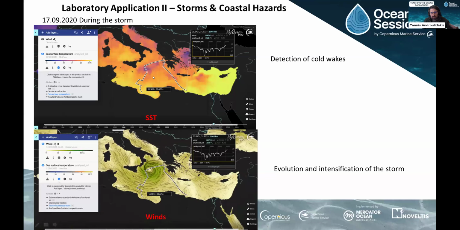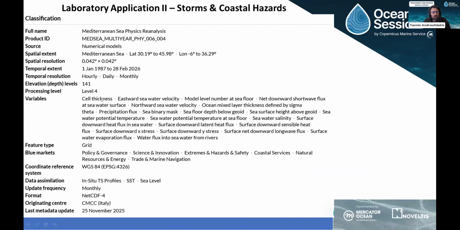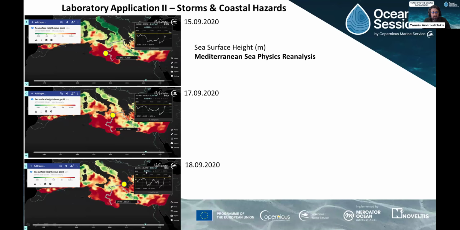This is a cold wake on the tail of the storm, and together with this data, they also trained how to use modeling data from Copernicus. This is the Mediterranean Sea Physics Reanalysis. This is the product which provides more information about the ocean. This is during the event.